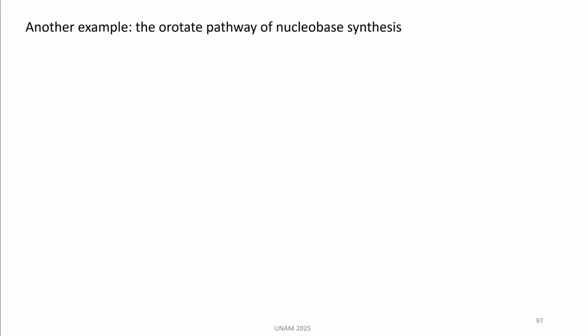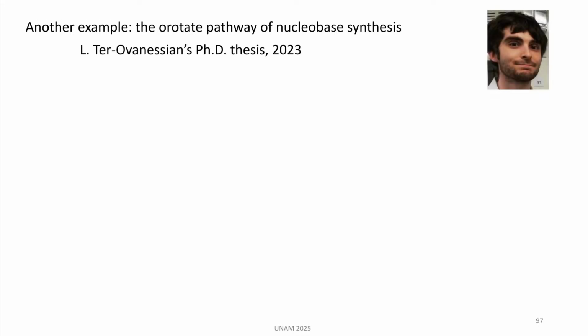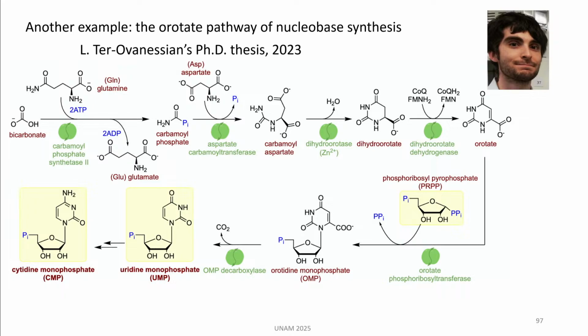Another example, this one from my team, relates to the synthesis not really of nucleic acids, but at least of one of their key parts, the nucleobase. We have something in current biochemistry that is called the orotate pathway. That's how cells make the pyrimidine nucleotides, cytidine and uridine monophosphate.